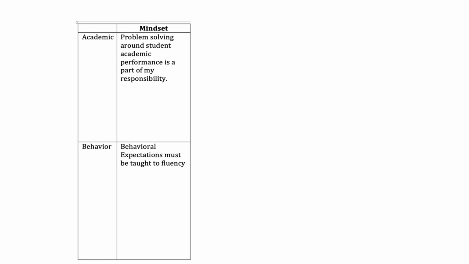So let's say I just gave you an academic and a behavior issue. Academic-wise, I want to grow achievement for all students. What's the mindset required? Well, I need every adult to know that problem solving around student academic performance is part of their responsibility. That's the value I want people to have. That if special ed students are not performing, the special ed team needs to get on it. No, it's part of my responsibility. I'm gen ed, I'm a third grade classroom teacher, but it's still part of my responsibility.